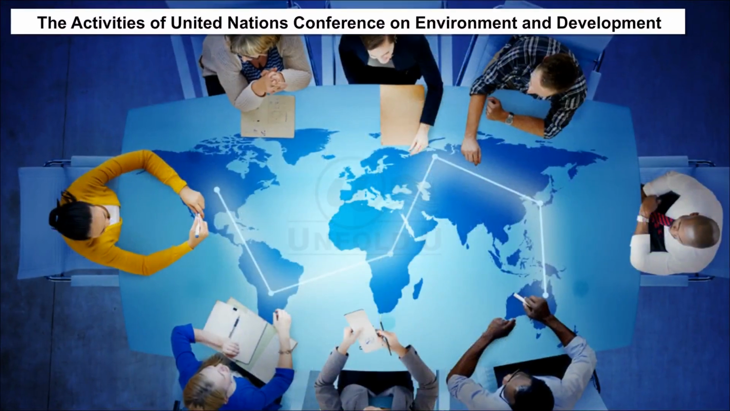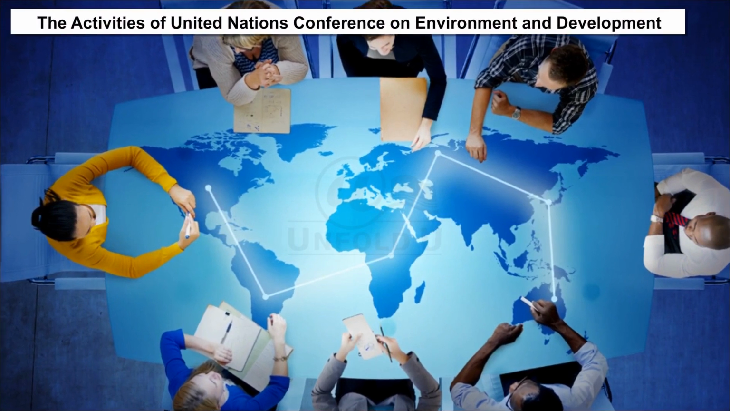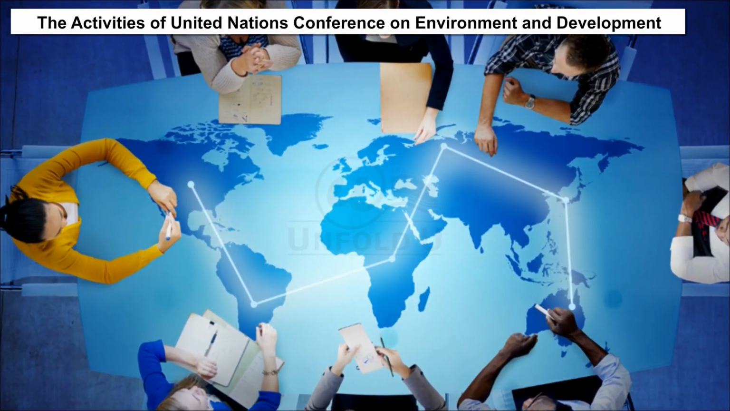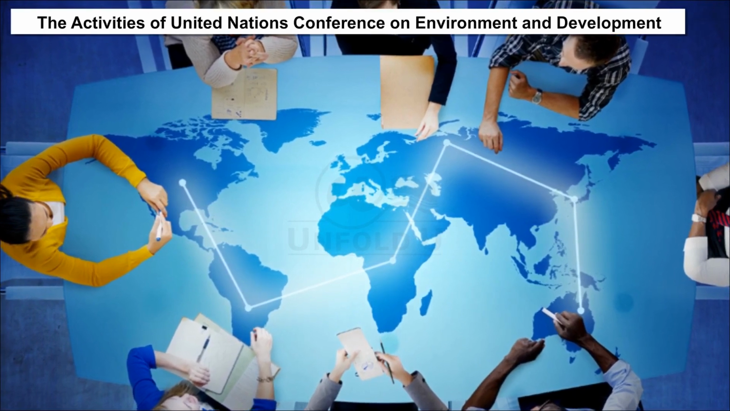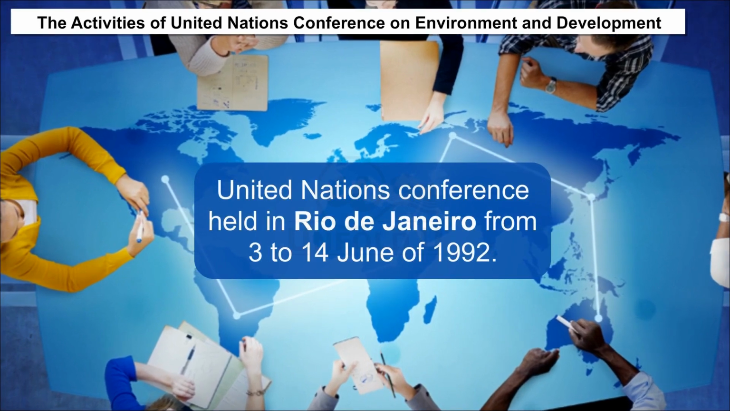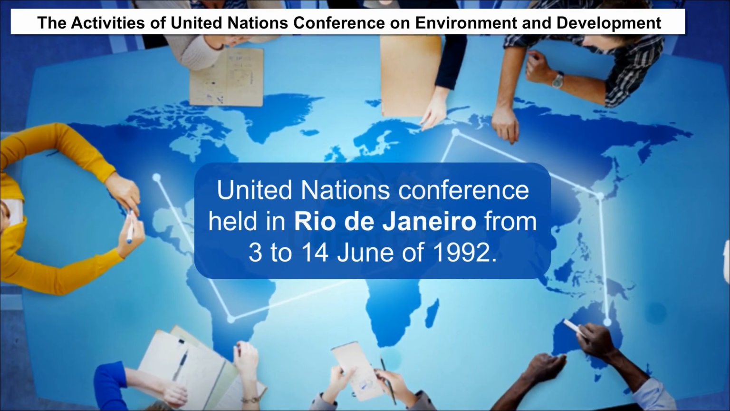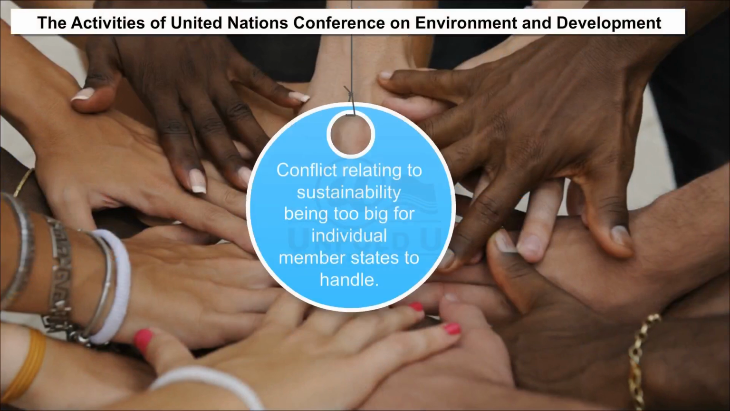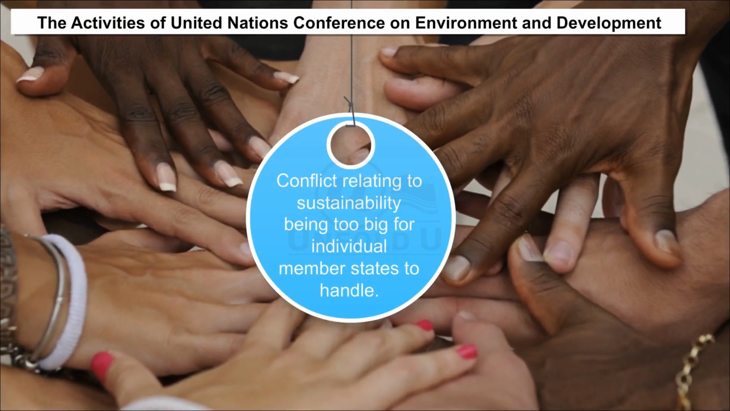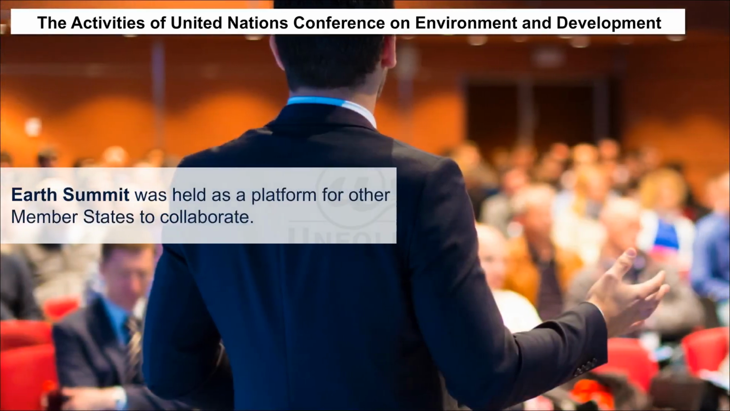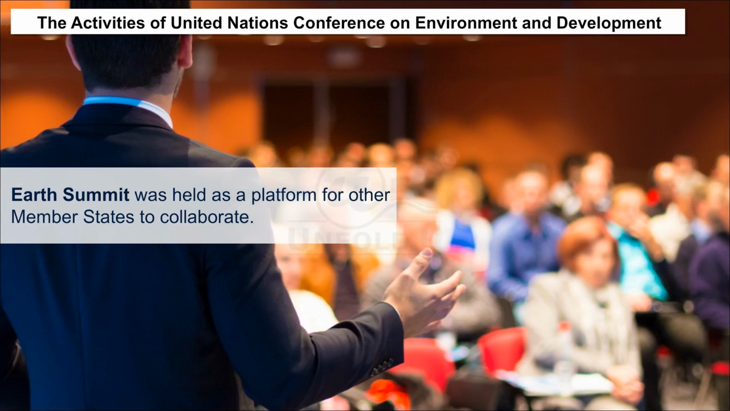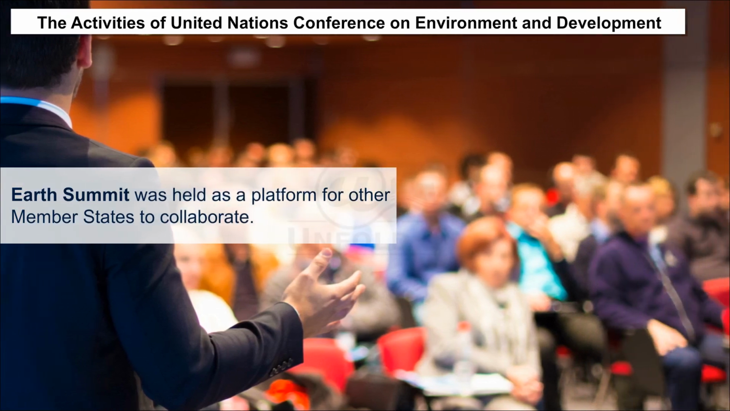The activities of the United Nations Conference on Environment and Development. The United Nations Conference on Environment and Development, UNCED, was a major United Nations conference held in Rio de Janeiro from 3rd to 14th June of 1992. Due to conflict relating to sustainability being too big for individual member states to handle, the Earth Summit was held as a platform for member states to collaborate. The issues were discussed there as A.